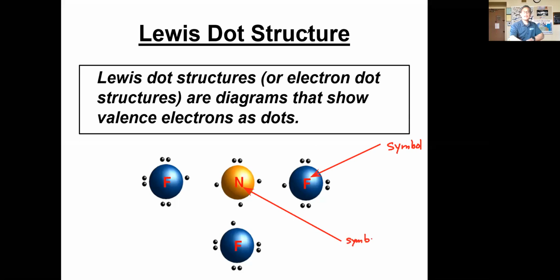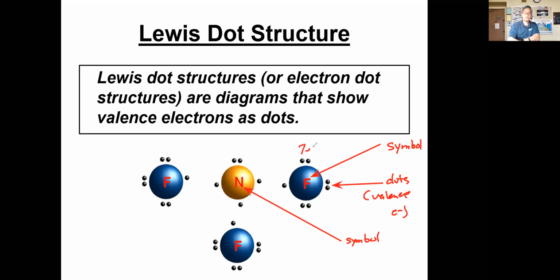And if you notice, there are these dots that surround each one of these atoms here. Those dots represent the valence electrons. Fluorine is a 7A element, a halogen. So you have 2, 4, 6. There are the 7 electrons for fluorine, and nitrogen is a 5A element. So if you notice here, you have 2, 3, you have 5 electrons here. Okay, so there it is.